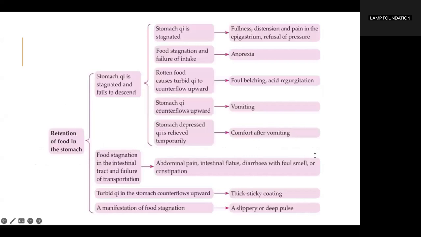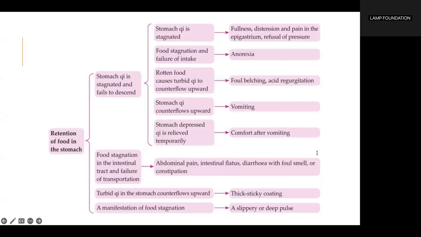Clinical manifestations: fullness, distension, and pain in the epigastrium, refusal of abdominal pressure, anorexia, rotten or foul belching, acid regurgitation, vomiting of sour and undigested food, distension and pain which can be relieved after vomiting, or intestinal flatus, abdominal pain, diarrhea with a sensation of incomplete defecation and with a foul odor, or constipation, thick and sticky tongue coating, and slippery pulse. This pattern is mainly caused by irregular diet, voracious eating and drinking, or by intrinsic stomach deficiency, which halts the digestion and transit of the food.